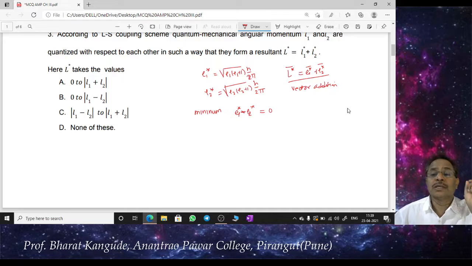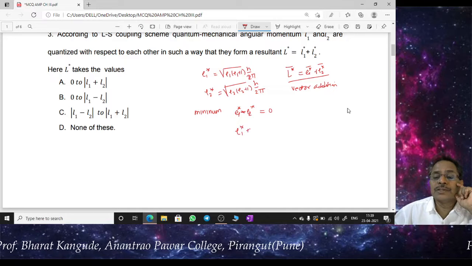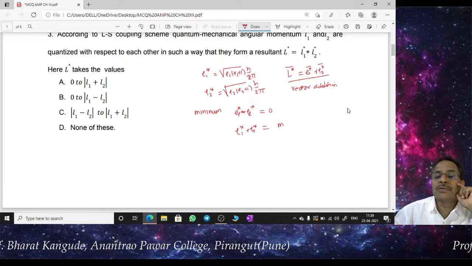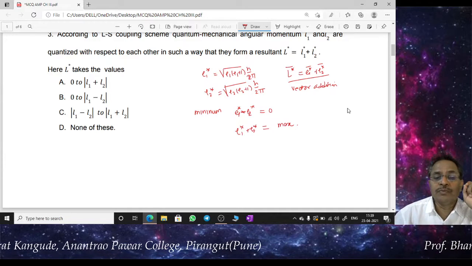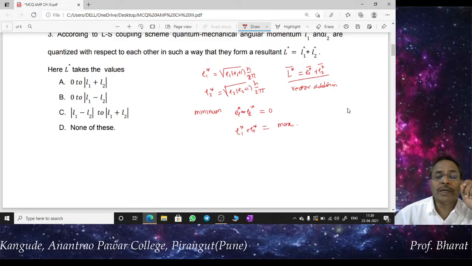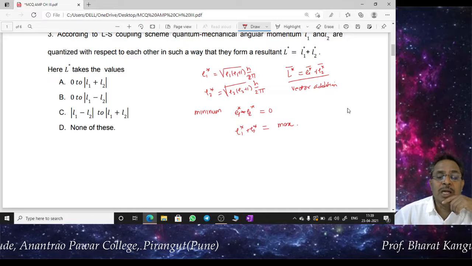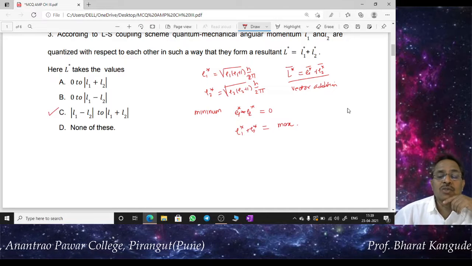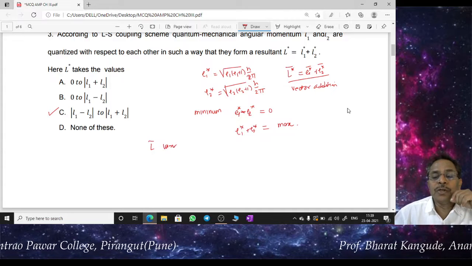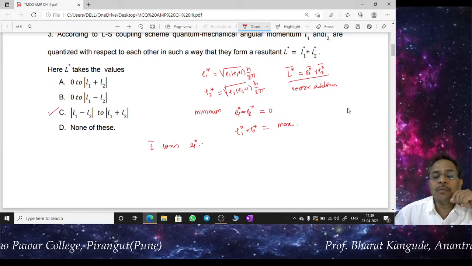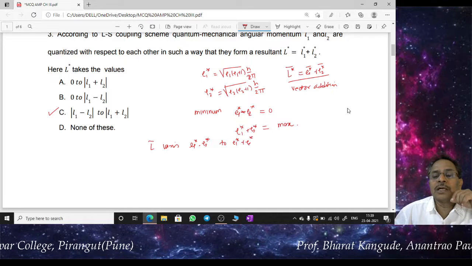So when these two vectors are completely anti-parallel to each other, the maximum we get is when L1 star plus L2 star is added, and this quantity is maximum. So naturally, 0 to L1 plus L2 is not valid. 0 to L1 minus L2 is again not according to this quantum mechanical principle or quantization principle. What is true in this case is this: the value of L, capital L bar, varies from L1 star minus L2 star, which is the minimum, to L1 star plus L2 star, which is the maximum.